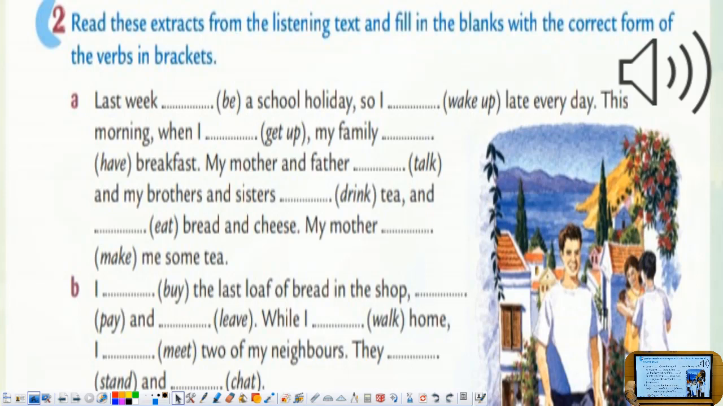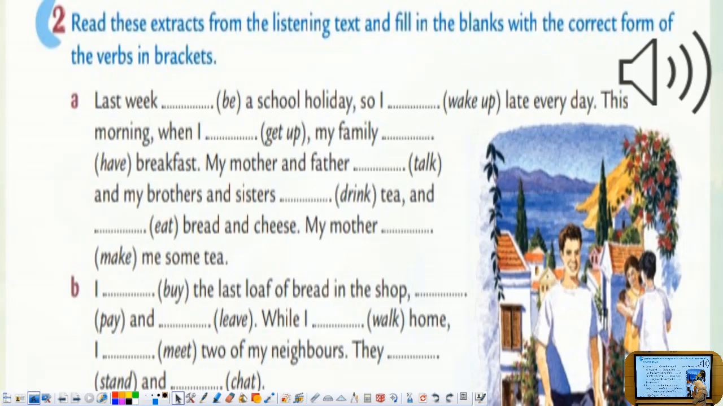Last week was a school holiday, so I woke up late every day. This morning, when I got up, my parents and my brothers and sisters were having breakfast. My mother and father were talking, and my brothers and sisters were drinking tea and eating bread and cheese. My mother made me some tea. "There's no bread left," my mum said. "Can you go to the shop to get some?" "Sure, mum," I said, and ran out of the house. I was hungry.